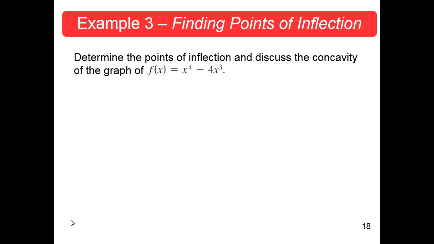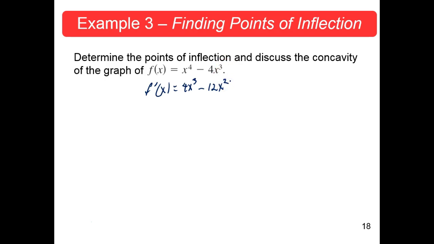Here's example 3. All right. Determine the points of inflection and discuss the concavity of the graph of f of x is equal to x to the fourth minus 4x cubed. How would you begin the process? Take a derivative. Excellent idea. f prime of x is equal to what? 4x cubed minus 12x squared.